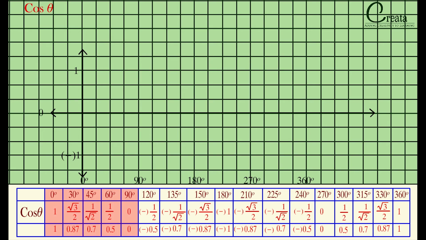We know cos 0 degree is 1. Let's mark a point at 0, 1. Cos 30 degree is 0.87. Let's mark a point at 0.87 against 30 degree. Similarly, mark the point at 0.7, 0.5 and 0 against 45 degree, 60 degree and 90 degree respectively. I am moving slightly fast as we have already done the basics in our lecture of graph of sin theta. Okay, let's join the point. We will see cos theta is decreasing from 1 to 0 in first quadrant.